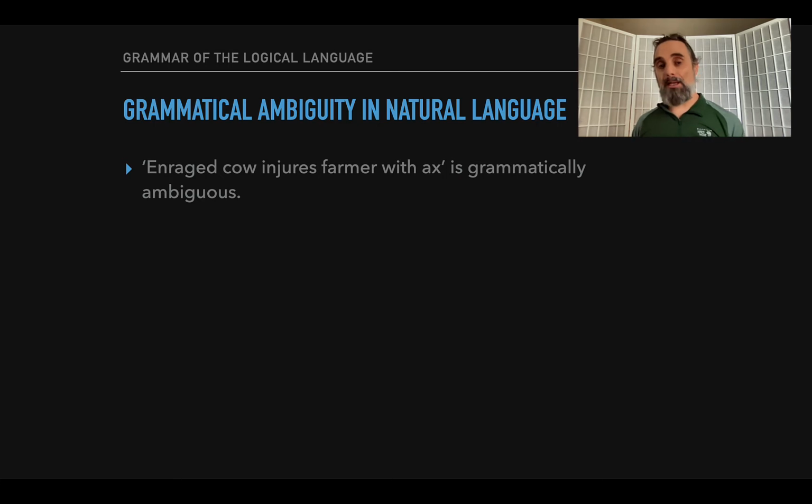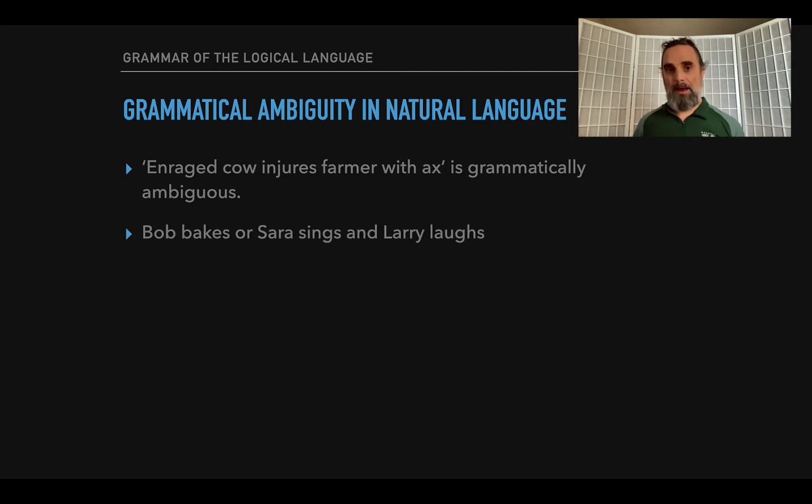And it's grammatically ambiguous because the ambiguity, the reason it can be used to express two different thoughts, two different ideas, is not that any of the particular words are ambiguous, but how they have been put together to express a particular thought. And the question is, does with axe attach to farmer, or does it attach to injures? And there's nothing about the sentence that tells us. It could be either.